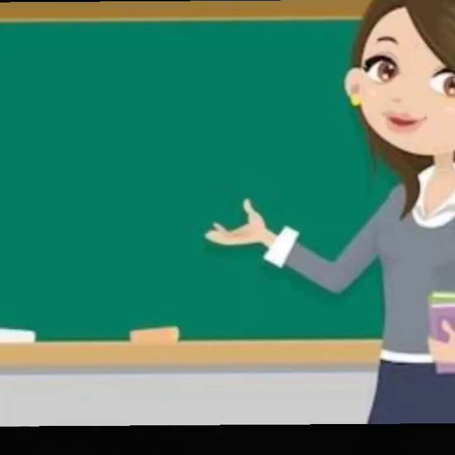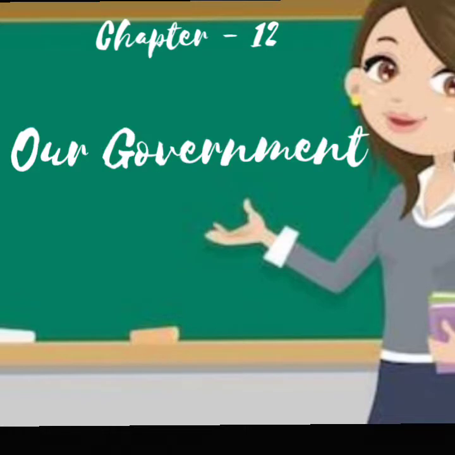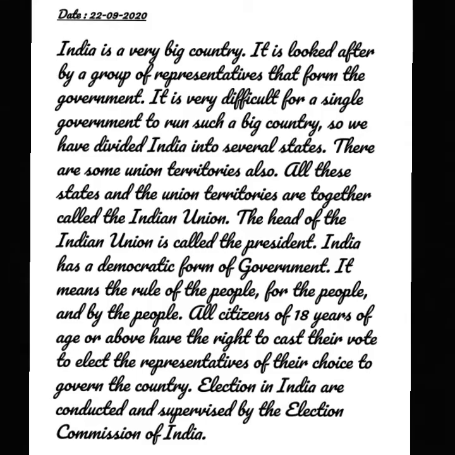Today, we are going to read our next chapter, chapter number 12, our government. Alright, class, India is a very big country. It is looked after by a group of representatives that form the government. It is very difficult for a single government to run such a big country. So we have divided India into several states. There are some union territories also. All these states and the union territories are together called the Indian Union.